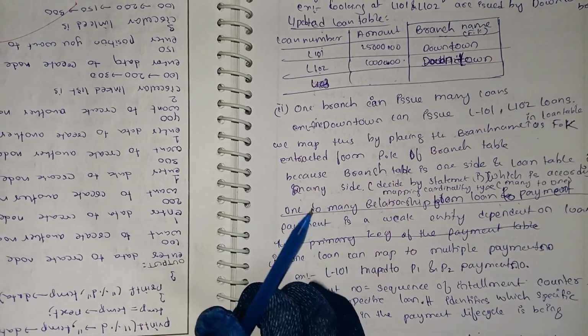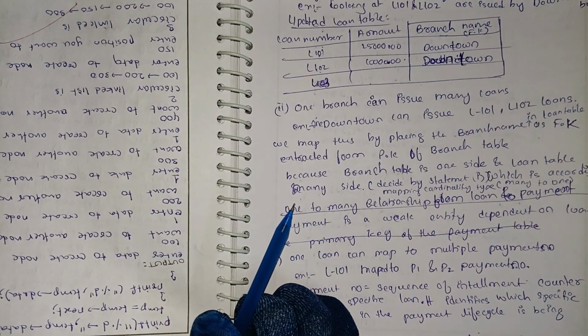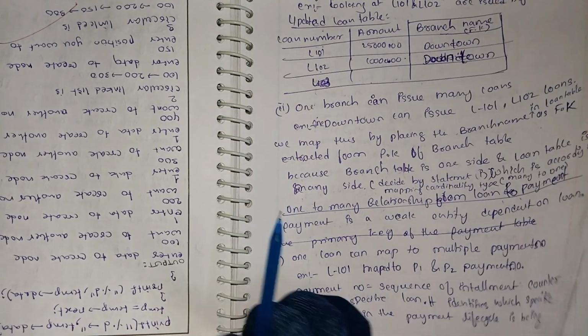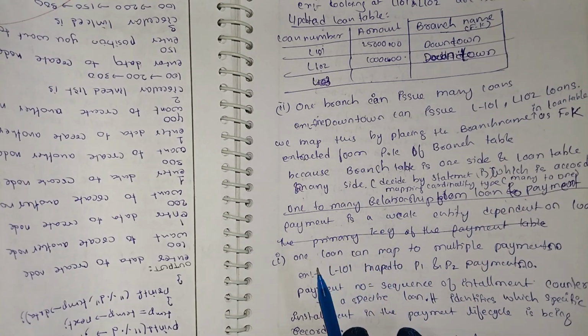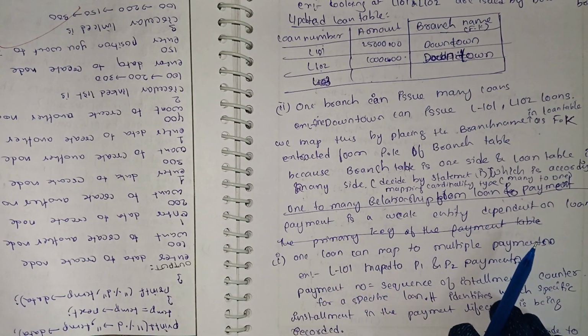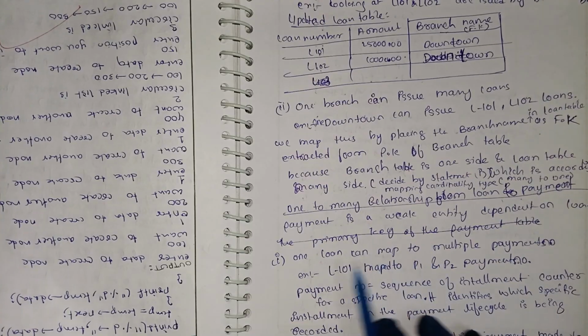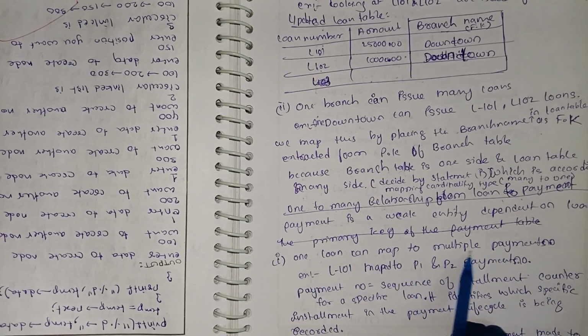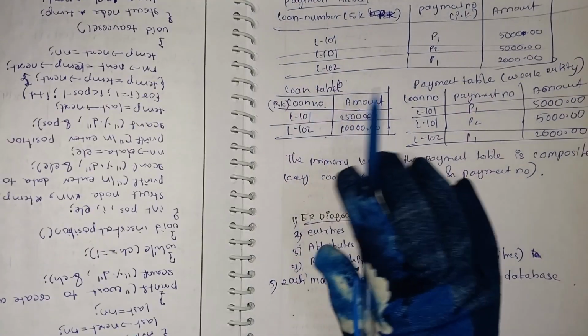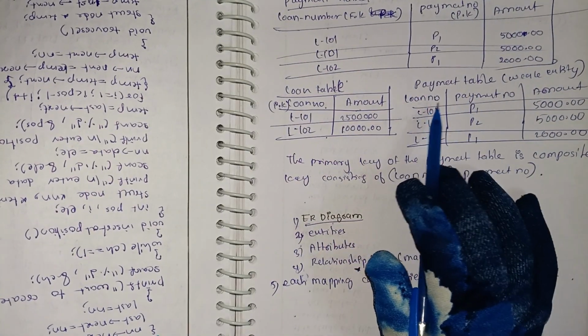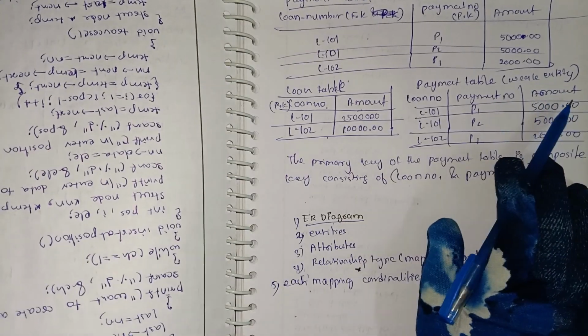Which, when combined with the primary key of the stronger entity, uniquely identifies each row in the table. So one loan can map to multiple payments. The loan table is there and the payment table is there. Loan number, payment number and amount are there.